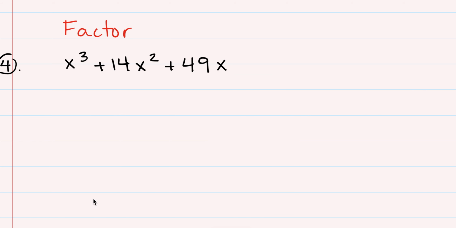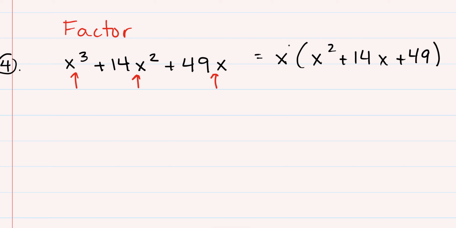I would always start with trying to take out the greatest common factor. So you look at every single one of the terms and see if there's something in common that you can pull out of it. Notice that each one of these has an x. So I can factor out an x. This is equal to x times (x squared plus 14x plus 49). Notice that if I send it back in, I'm going to get this right here.